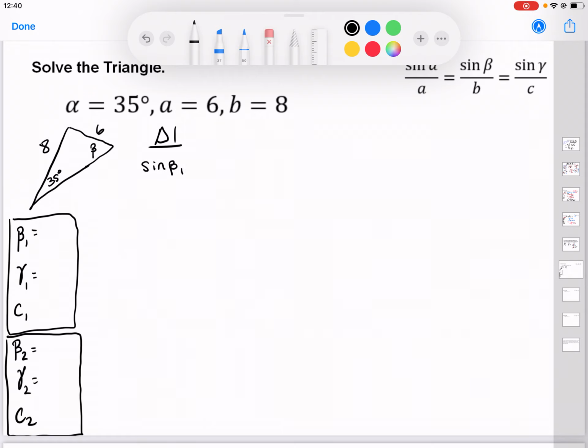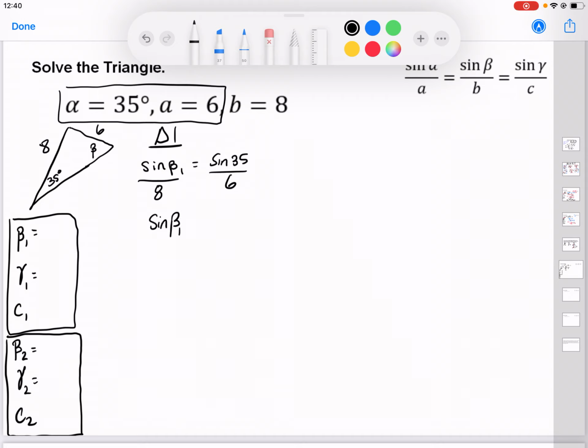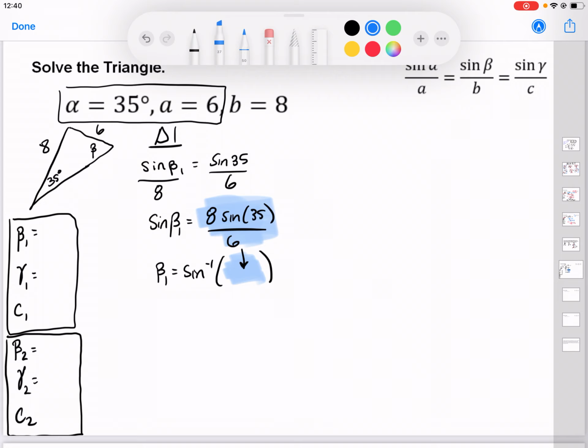So sine of beta 1 over the opposite side, so 8, equals sine of 35 over 6, because I'm going to use that complete ratio. An easy way is just move the 8 over, multiply it over. So sine of beta 1 equals 8 sine of 35 over 6, and then apply the inverse. So beta 1 is going to equal, here we go. So we're applying the inverse of all of this.